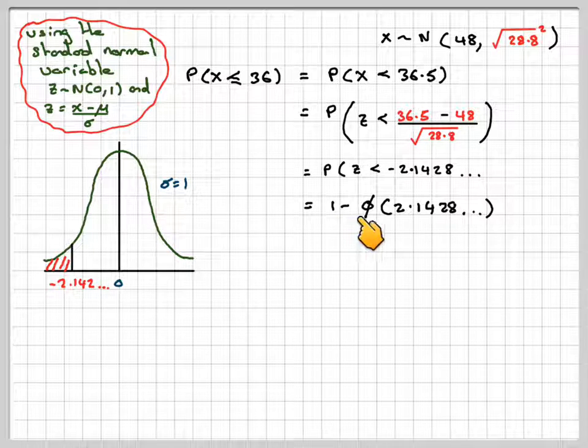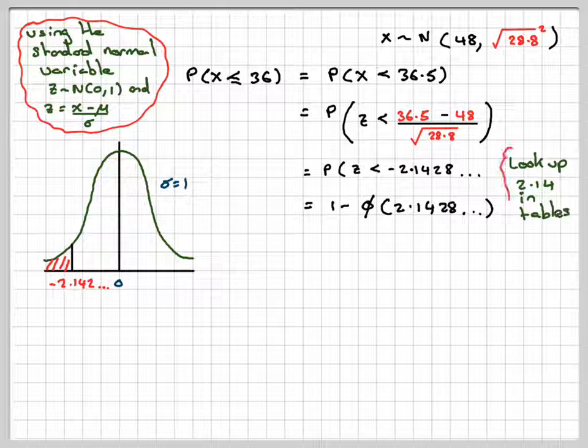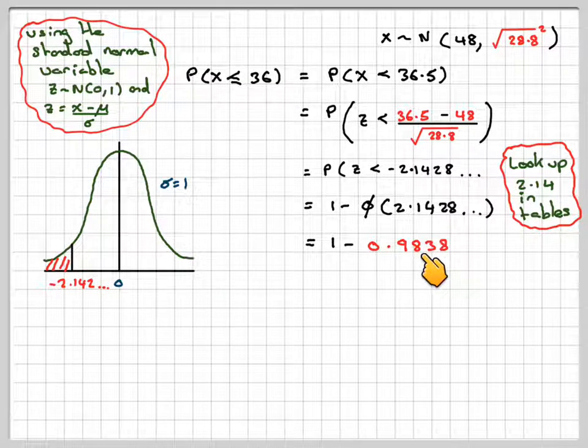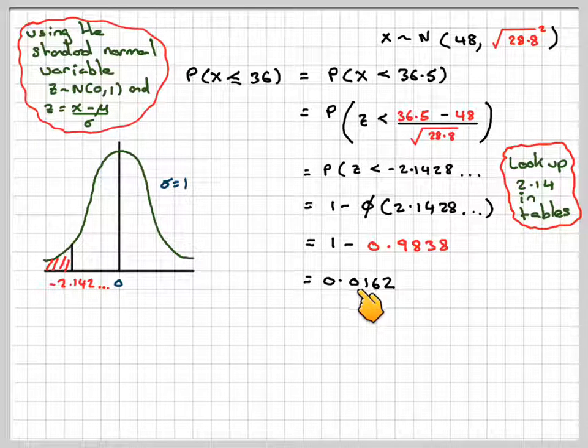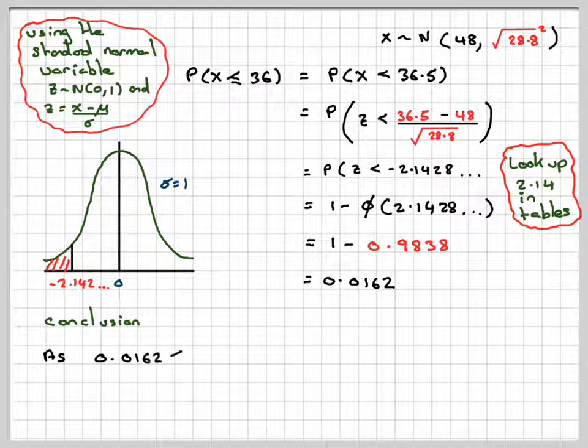So that means 1 minus, look up in the table, phi of 2.1428, because the table only gives positive values of Z, so we have to do this in sort of reverse to get that area. When you look up 2.14 in the table, we're going to get 1 minus 0.9838, which gives me an answer of 0.0162.